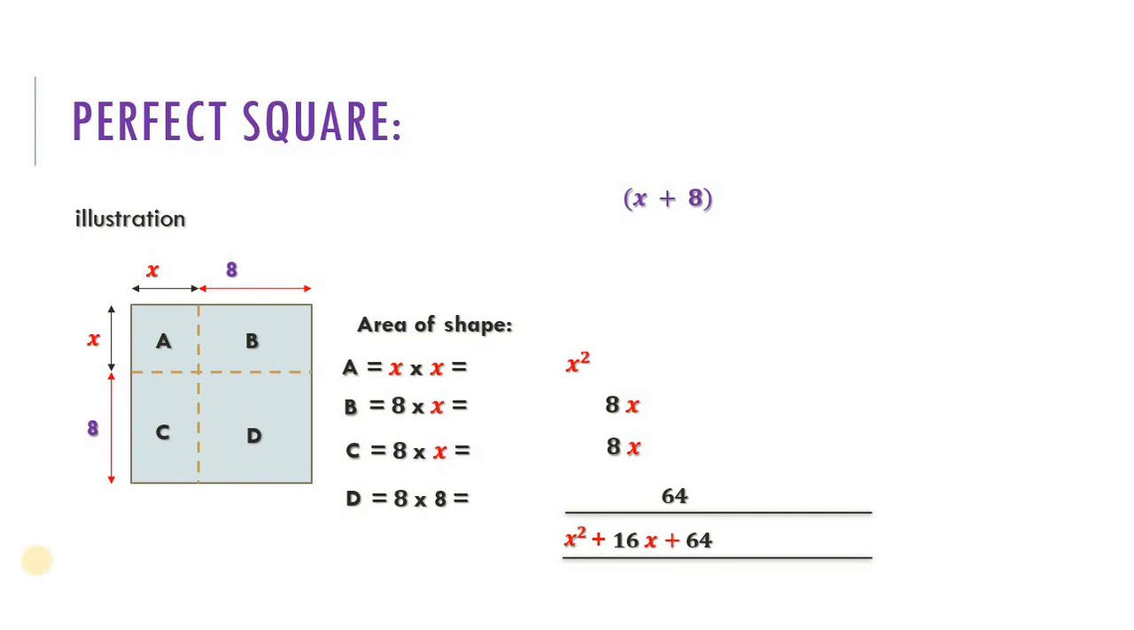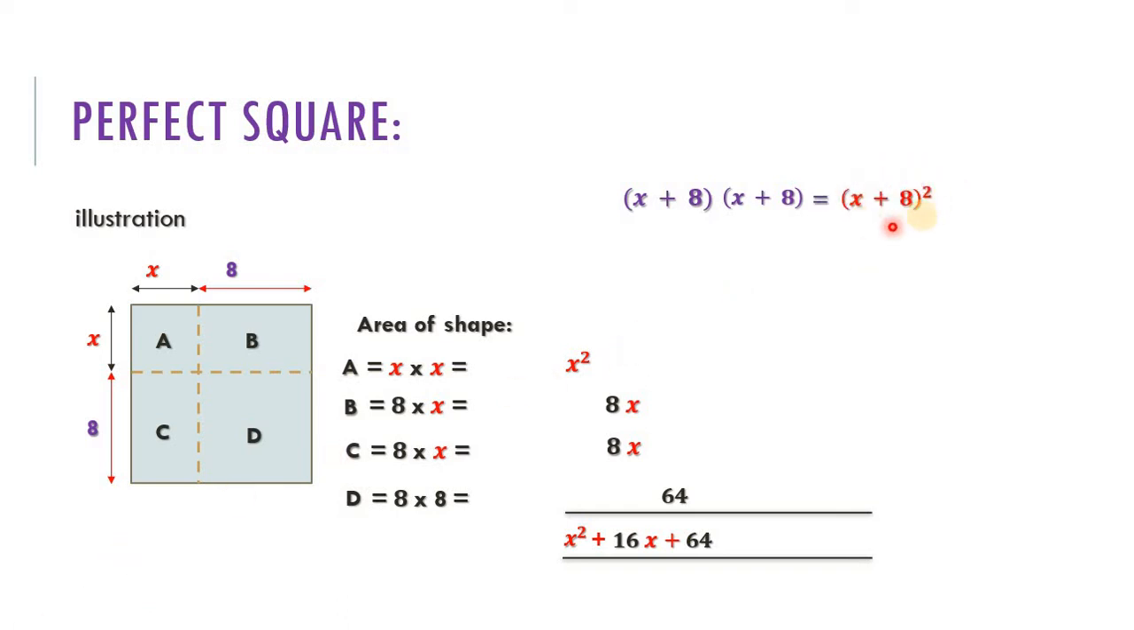Now let us look at something else. Recognize that the length of this side is X plus 8. So when I multiply the length of this side, which is X plus 8, by X plus 8, I should get what? When you multiply A by A, what do you get? A squared, right? When you multiply B by B, what do you get? B squared. So when I multiply X plus 8 by itself, I should get the square of X plus 8, or X plus 8 to be squared.